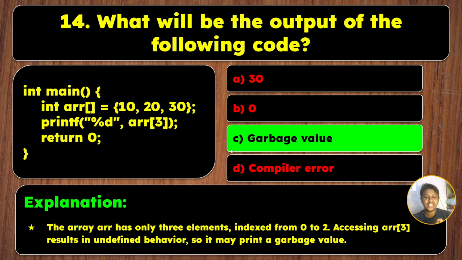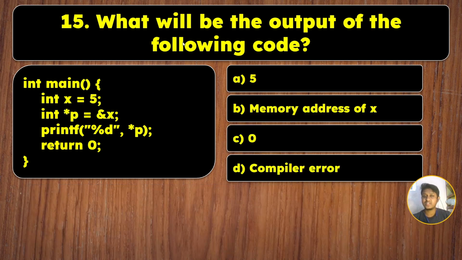Okay, you can read the explanation that the array ARR has only 3 elements, and we started from the index 0 to 2. And if we try to access the third index of that particular array, it is definitely undefined behavior, so it will throw us a garbage value. So this 10 is stored in 0th index, 20 is stored in first index, and 30 is stored in second index. But you were accessing third index, so it will definitely give us a garbage value. So let's jump to our next question.